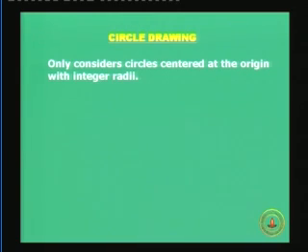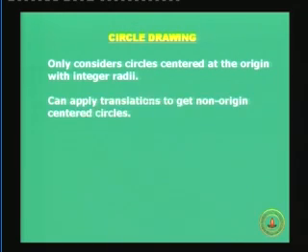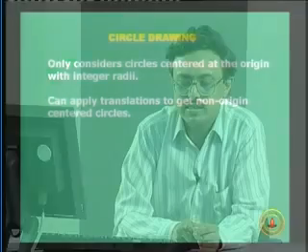So a few points to be considered on circle drawing. We will go through a few points. It only considers circles centered at the origin with an integer radius. Let's assume that we have an integer radius and the center is at the origin. We can apply translations to get non-origin centered circles. We also discussed this. That means if the center of the circle is not at the origin, we either translate the origin or translate the circle such that the center is shifted to the origin or the origin is shifted to the center of the circle, and then everything falls in place.